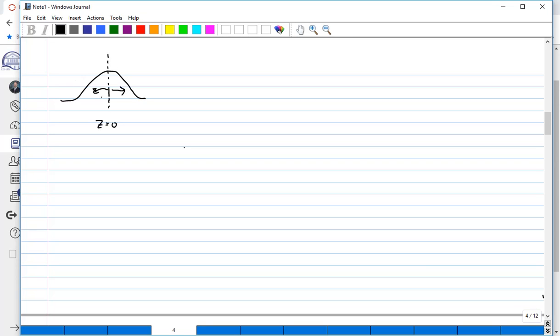And remember what those areas add up to be. They add up to be 1. So this is 0.5 and this is 0.5. Alright, so I guarantee you, if I look in the table at z equals 0, I would see 0.5 as the answer.